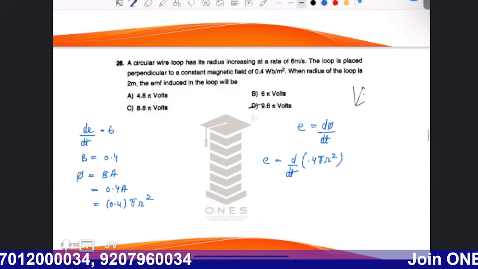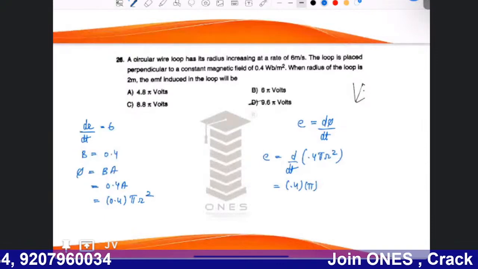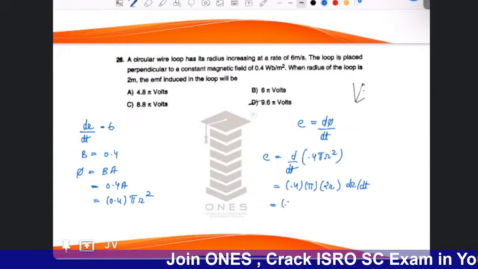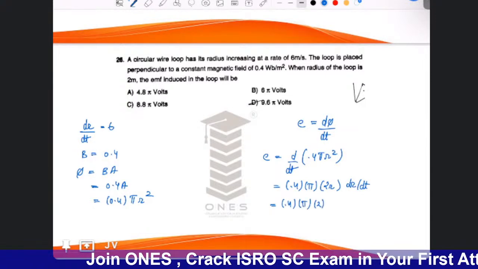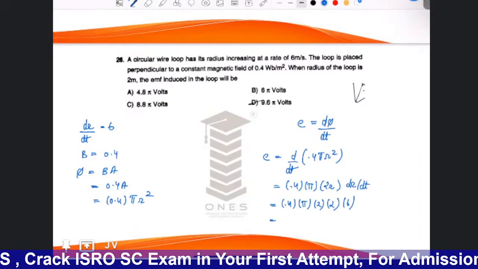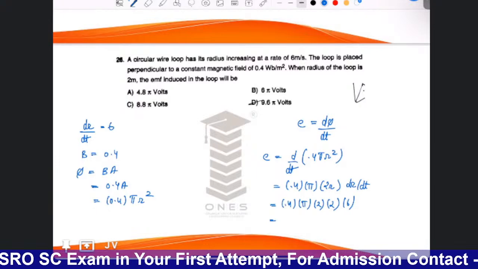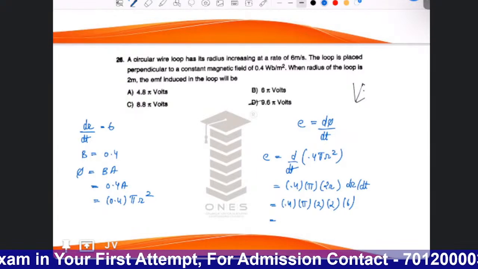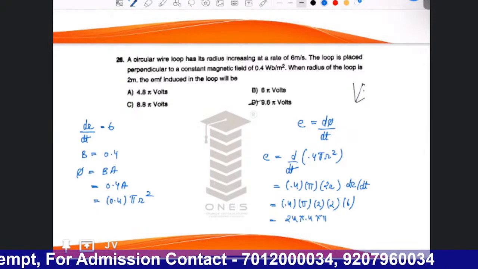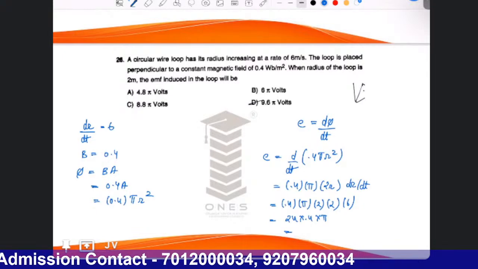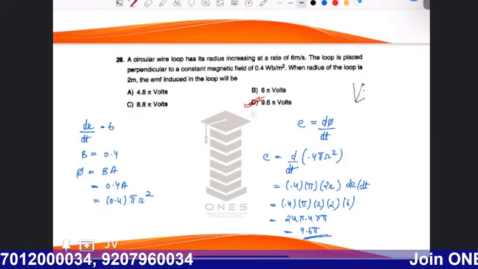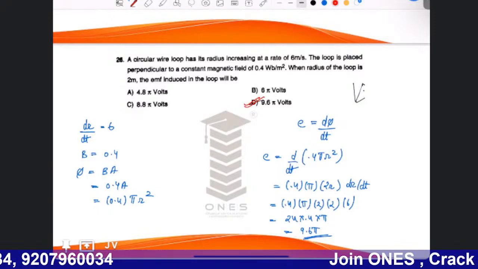So E will be 0.4 pi 2r into dr by dt. So 0.4 into pi into 2, r is 2 and dr by dt is 6. So it's 2 twos are 4, and 6 fours are 24. 24 into 0.4 into pi, and 24 into 0.4 is how much? It is 9.6. So here the correct option will be option D, 9.6 pi volts.